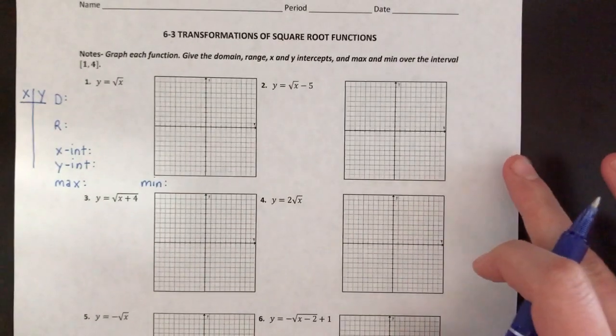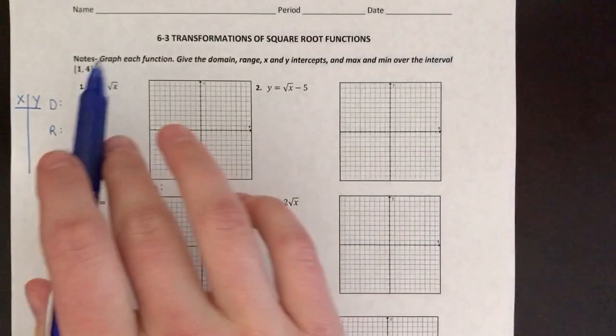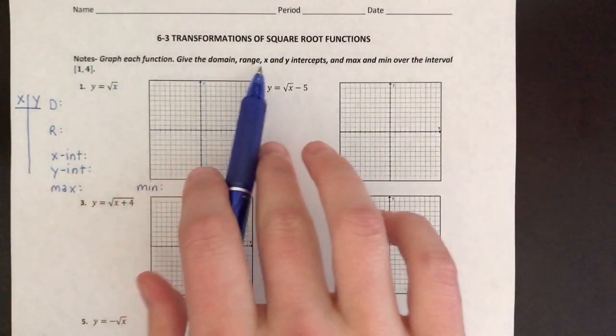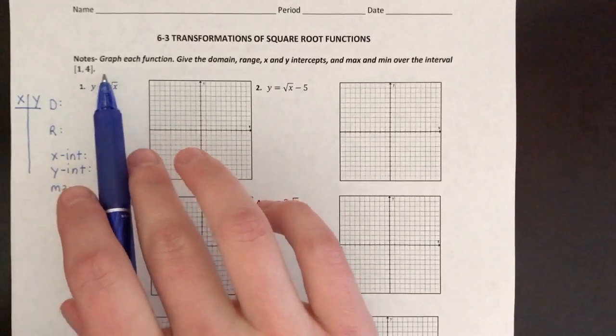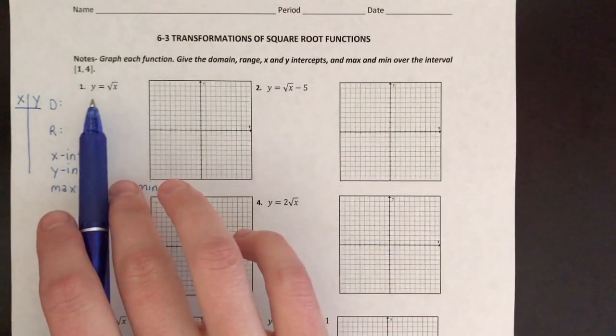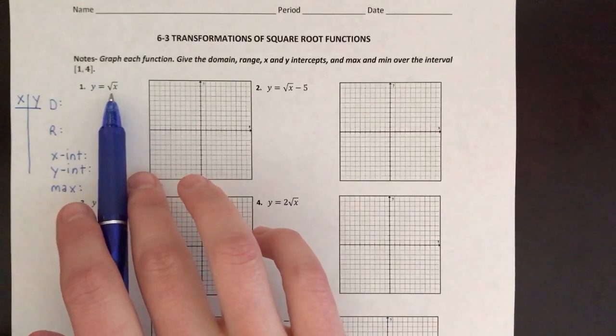Today we're looking at note 6.3, transformations of square root functions. So for the notes, we're going to graph each function, give the domain and range, x and y intercepts, and max and min over the interval 1 to 4. So the parent function, the square root parent function, y equals square root of x.